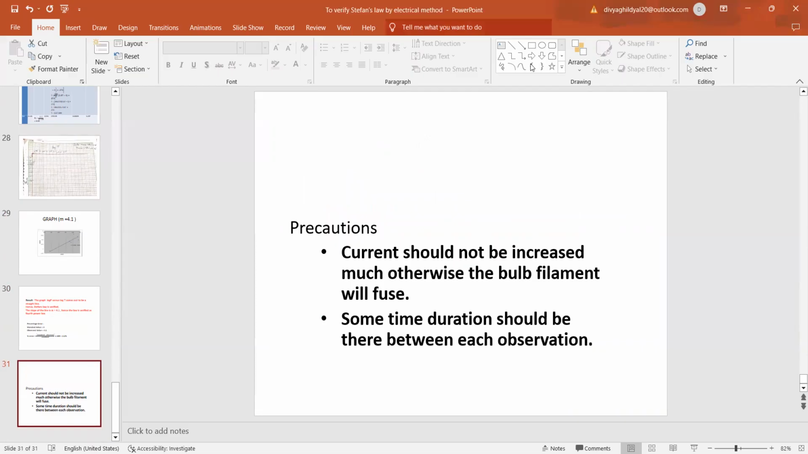The biggest precaution of this experiment is that the current should not be increased too much, otherwise your tungsten filament bulb will fuse. And some time interval you should take in taking the consecutive readings.